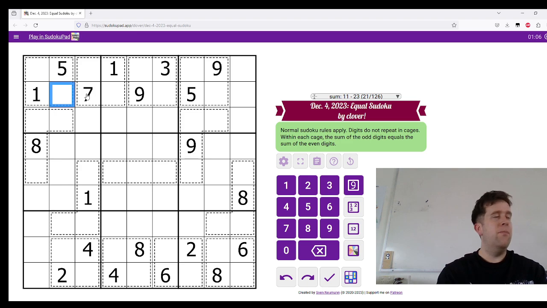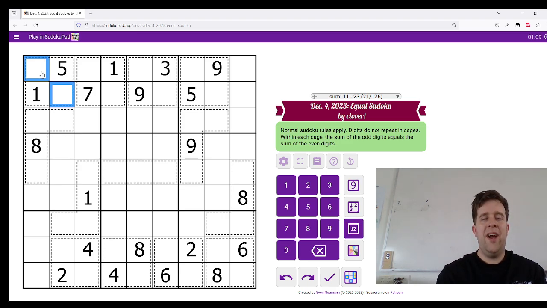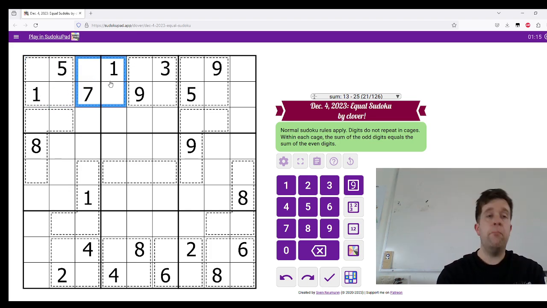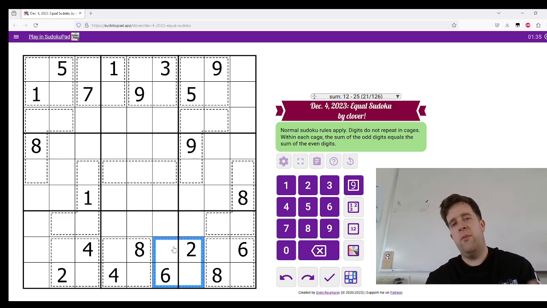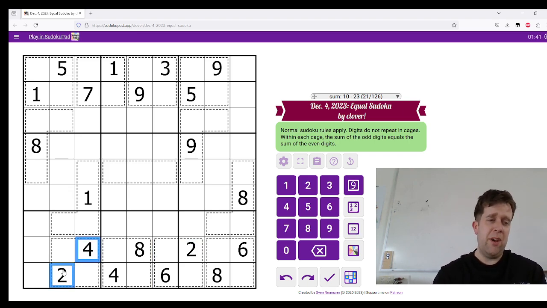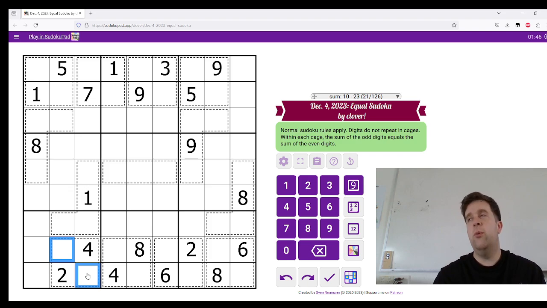Let's have a look at a few of these. We have a lot of four cell cages, and with the four cell cages, there are two odds in the top and two evens down the bottom. Now, we can assume that as these are supposed to be killer-esque cages, because we have 2 and 4 there as our evens, these should be odds and they should equal six.